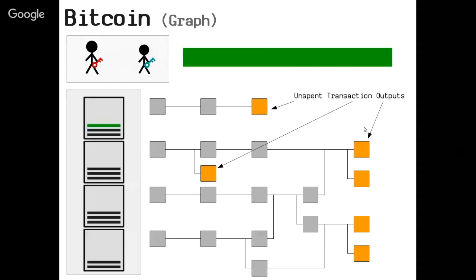These are called unspent transaction outputs. These are like the live spendable Bitcoins, and these grayed out ones, they've already been spent, so they can't be used again. So they're kind of like dead Bitcoins or used up Bitcoins. These are also called UTXOs for short. So if you ever see that term, that's what it's referring to.